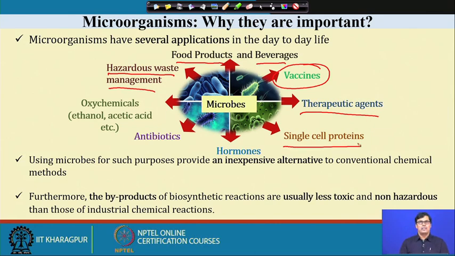Single cell protein is another area, because these microorganisms grow very fast compared to any other living cells, so they can be used as a very good source of protein.